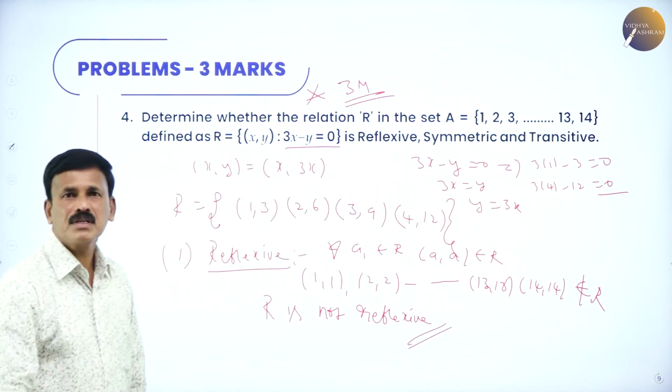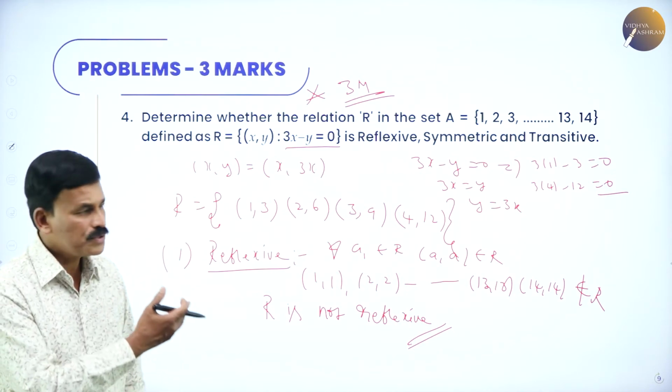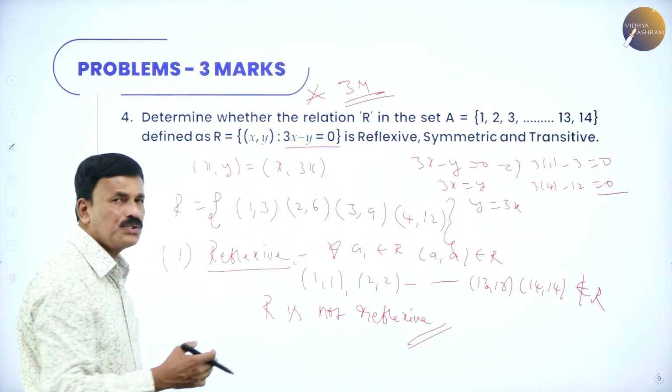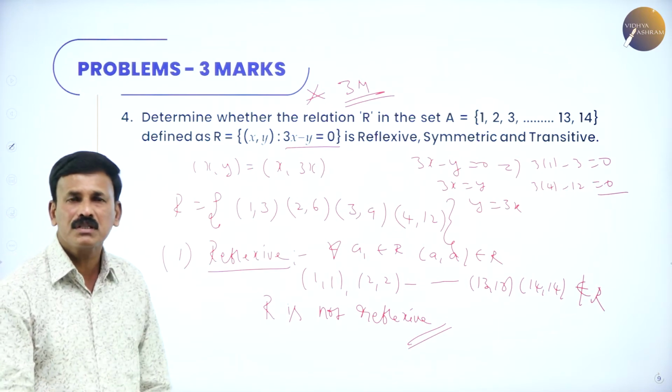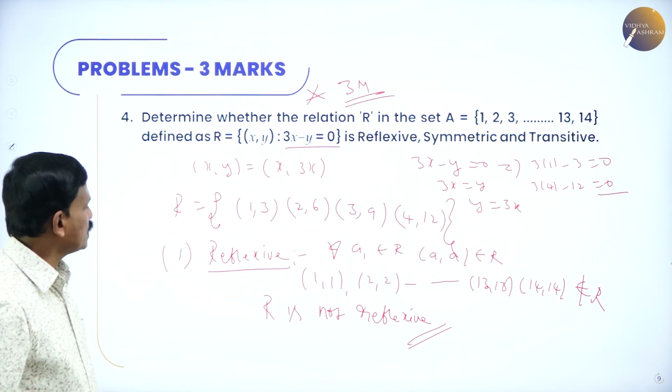R is not reflexive. First verified, R is not reflexive, because by looking at this you can say (1, 1), (2, 2), (3, 3) is not there. Therefore it is not reflexive. R is not reflexive.